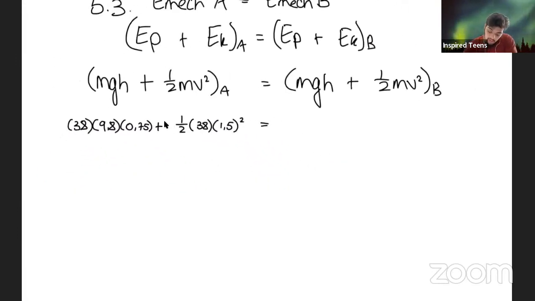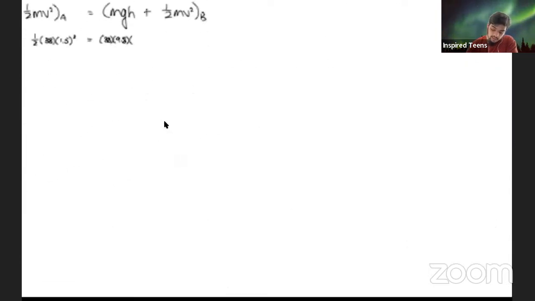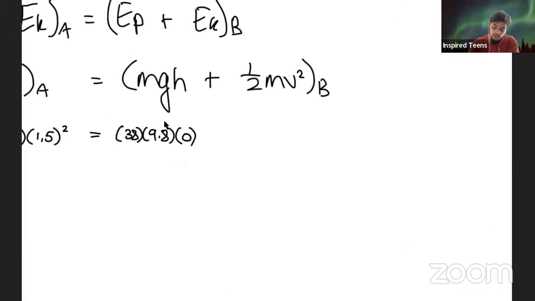Then at C, we have a mass of 38 that hasn't changed. Gravitational acceleration of 9.8 hasn't changed, but now the height at C is going to be 0. Just keep that in mind. Height at C is going to be 0. So technically, you don't have to even write any of this out. If you know the height is 0, you can just write 0.